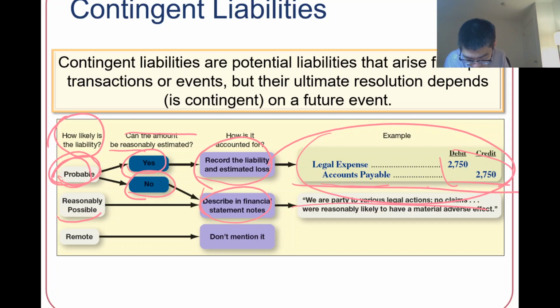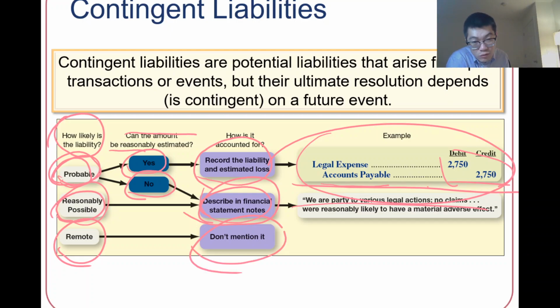Or if it's reasonably possible, which means it could happen or not, 50%, still disclose that in the financial statement notes. If it's remote, it's less likely to happen, let's say 20% or 30% likelihood, don't worry about it. You don't have to report everything to your investors.